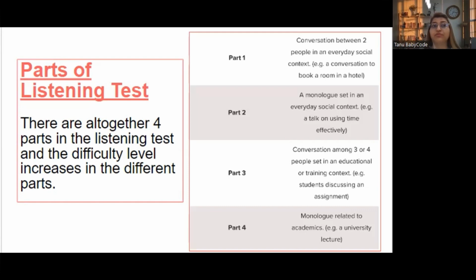Part 3 and part 4 are all about the academic one. Part 3 is a conversation between 3 or more people and they are talking about an educational or training context. For example, some students discussing their assignments, 2 students and 1 tutor, or they are discussing their homework also, right? Part 4 is a monologue related to the academic part. For example, one person. Now suppose I'm giving a monologue. I am giving a speech on academic content. So, for example, a university lecture.